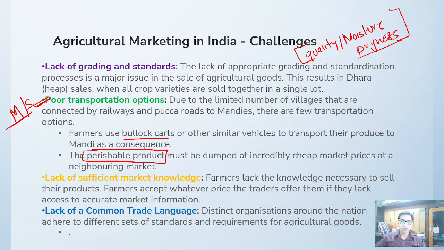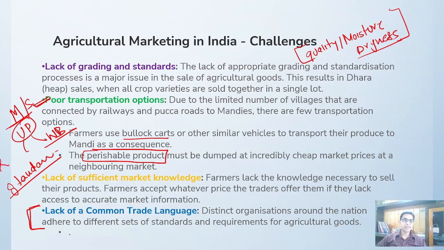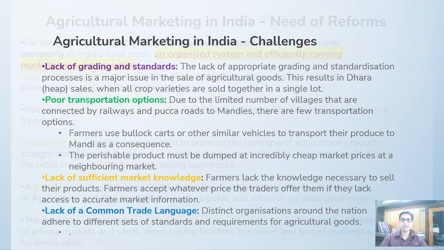Okay, and we don't have a proper trading language, because at some places they are following different standards. Like in UP they are following a different standard, in West Bengal they are following different standards, in Kerala they are following other standards. So there is no common trade language. There should be some standard format in which trade has to be done, a common trade language made in such a way that it can be understood by the farmer also. Okay, that means in layman's terms, right? So like that it has to be. These are some of the challenges that are there in agriculture.